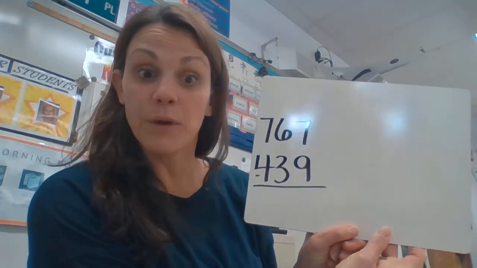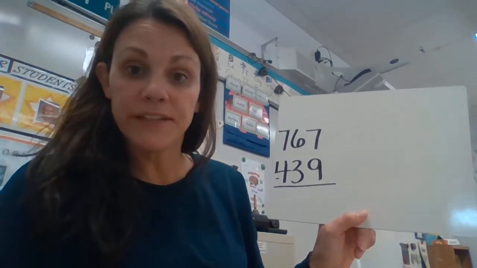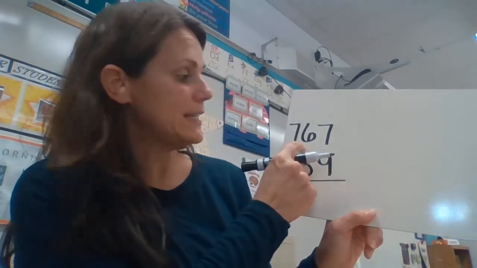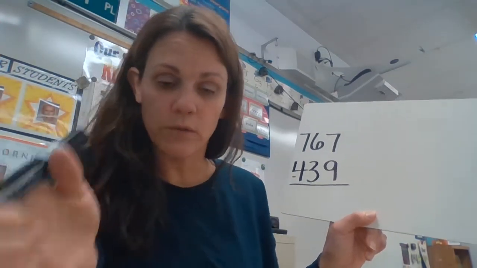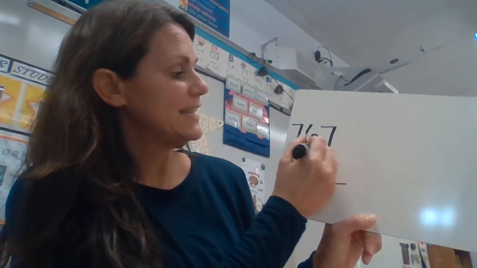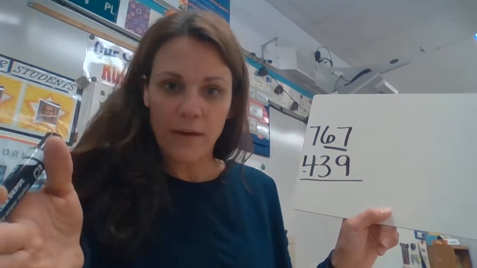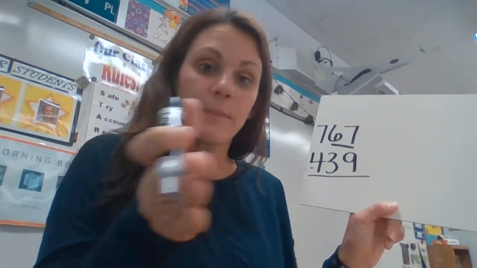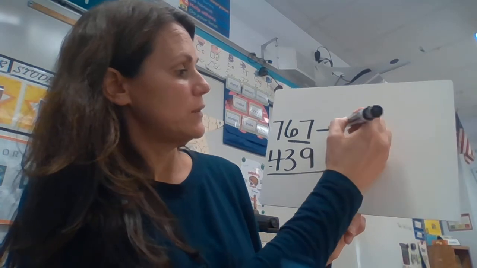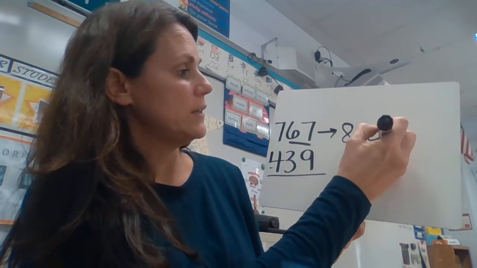Rounding again, this time with hundreds. Again, rounding to the nearest hundred, we are looking at which hundred this is closest to. 100, 200, 300, 400. So if we're looking at 767, remember our halfway point is 50, so anything more than 50 would round to the next hundred. So that's 800.